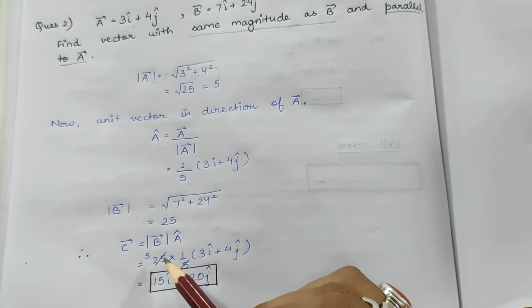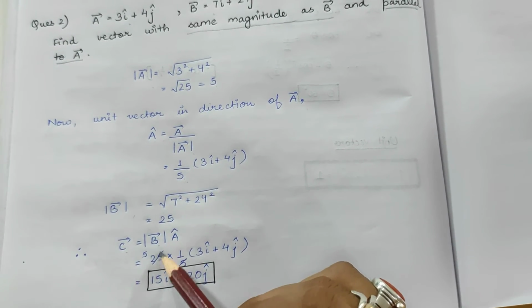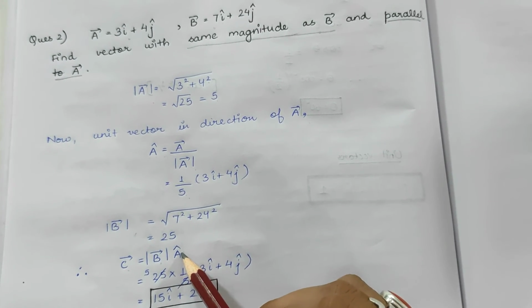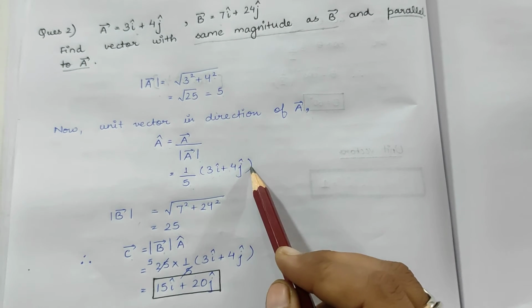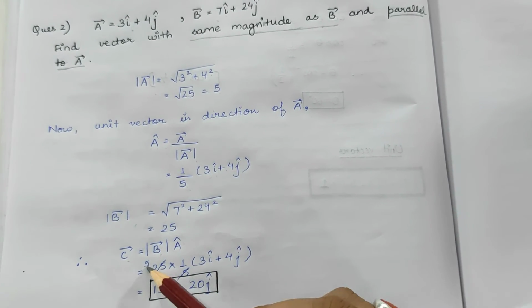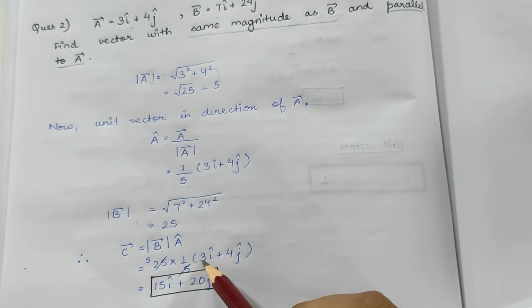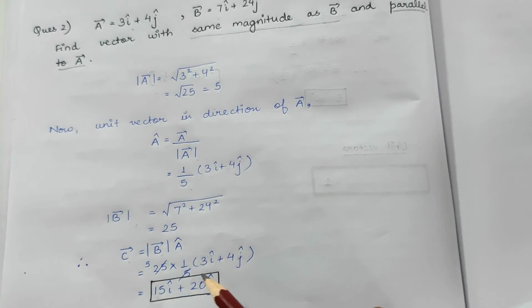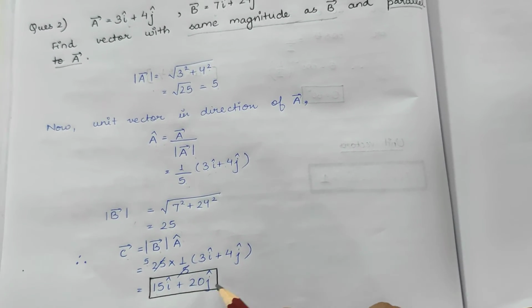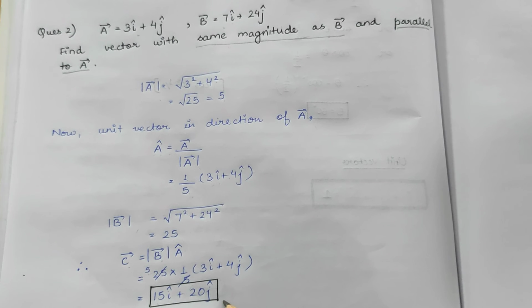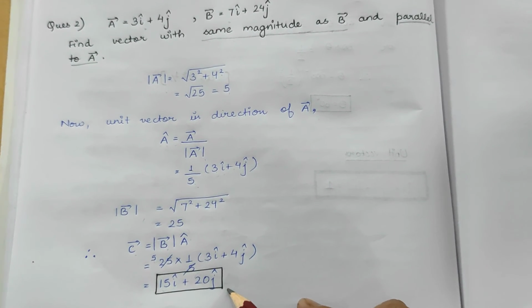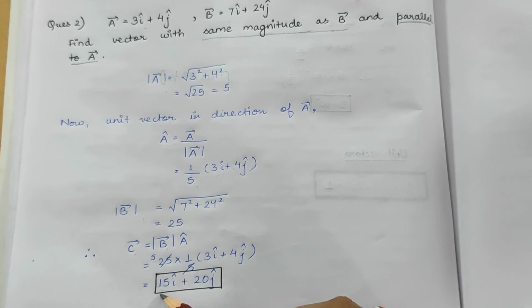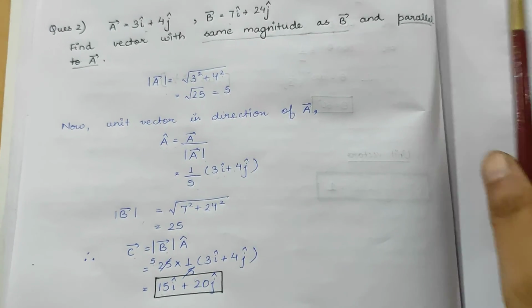We will put the values here. So the magnitude of B is 25 and the unit vector in the direction of A is 1 by 5 times (3i cap plus 4j cap). On solving this, 5 into 3 will give us 15i cap and 5 into 4 will give us 20j cap. So the vector having the same magnitude as B and parallel to vector A is 15i cap plus 20j cap.